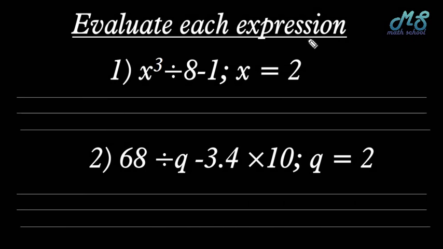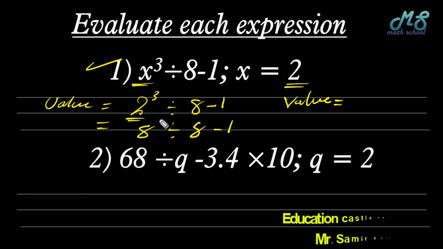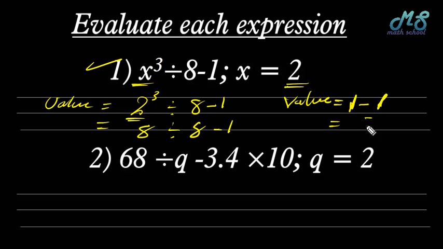Next, evaluate each expression. x cubed divided by 8 minus 1, x equals 2. Now, guys, this is an algebraic expression, just substitute 2 for x. We will get the numerical value of the expression. We get 2 cubed divided by 8 minus 1. Ask yourself, 2 cubed equals what, mister? Equals 8. Now we get 8 divided by 8 minus 1. Now the value of the expression equals what? 8 divided by 8 equals 1. We get 1 minus 1 equals what, mister? Equals 0. Now the value equals 0.